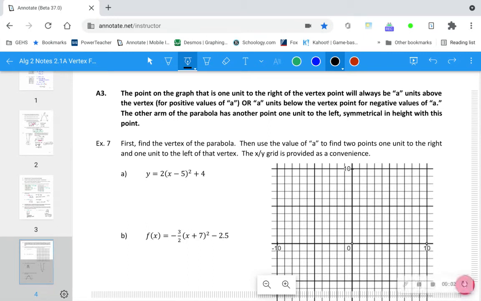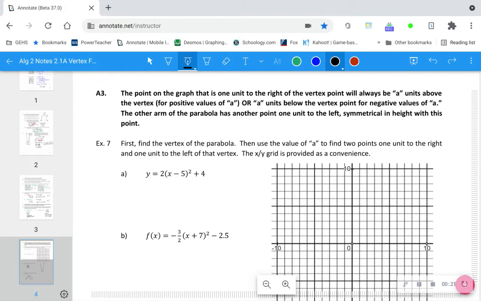Okay, this is Mr. Peterson, and we're finishing up the 2.1 notes for Algebra 2, all about vertex form. And we were answering a question on the previous page, which was, what's the function of the value of a? Here, the a value would be 2.